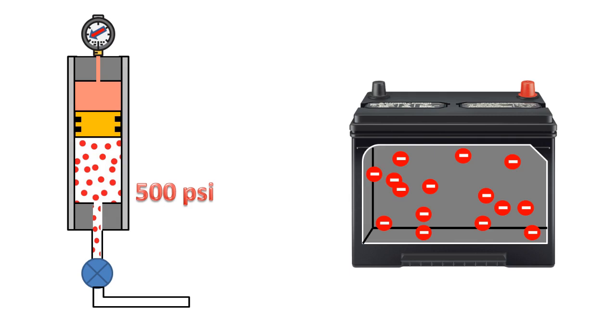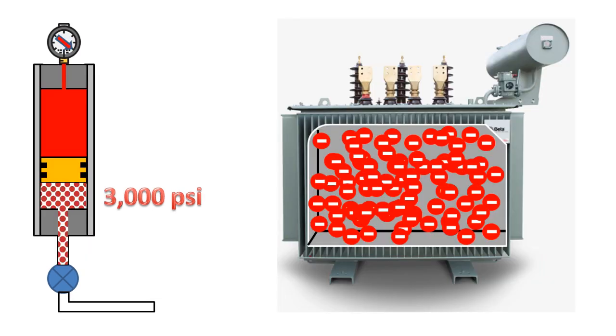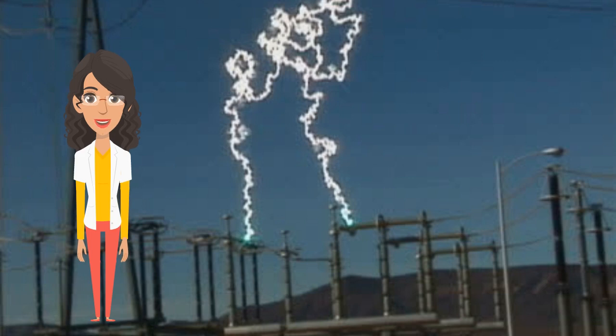500 pounds per square inch in a hydraulic system is not very much pressure, and 12 volts is not much electrical pressure. But 3,000 pounds per square inch and 3,000 volts are high pressure, and both have a lot of push behind them. It takes 1 volt to move 1 amp of current through 1 ohm of resistance. So 10,000 volts can push lots of electrons.